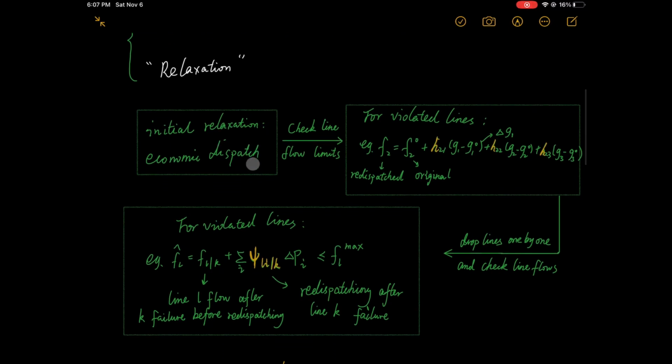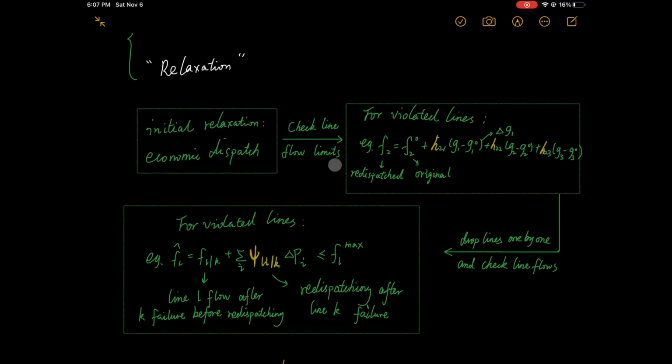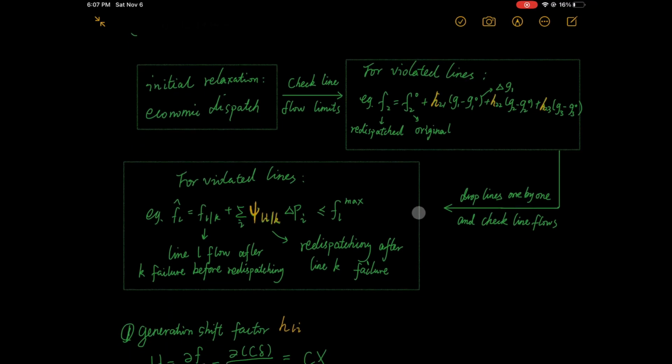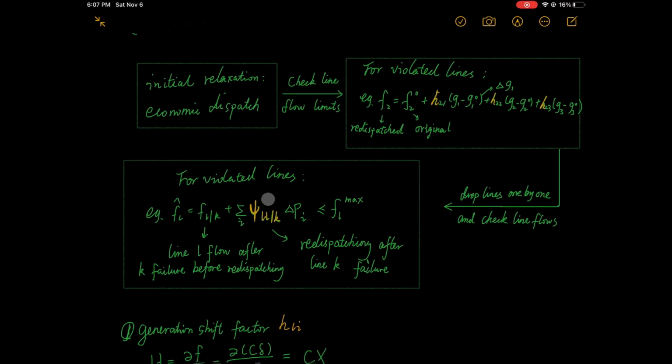How exactly are violating line flow limits added? We write the new line flow in the violated line as the original line flow plus generation shift factors multiplied by power change of each generator, which is a linear function of each generator's generation. The next step is to do n-1 security analysis by dropping lines one by one to check line flows. We are not repeating this calculation again and again, but rather using line outage distribution factors. All the added constraints turn out to be linear constraints of generation of each generator.